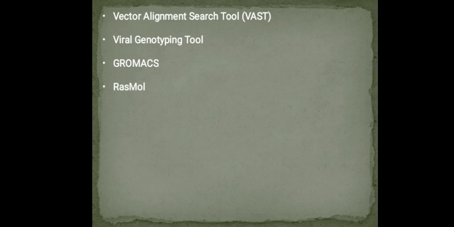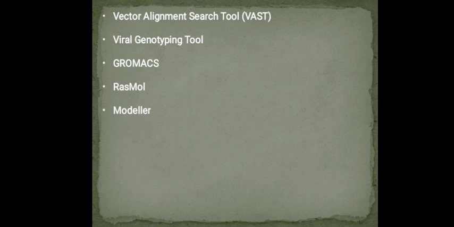Then RASMOL. RASMOL is a computer program written for molecular graphics visualization, intended and used mainly to depict and explore biological macromolecule structures, such as those found in the Protein Data Bank. It was originally developed by Roger Sayle in the early 1990s.